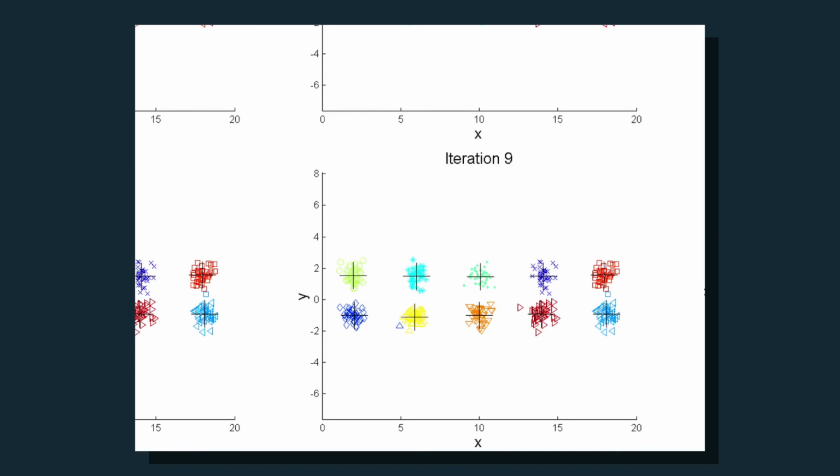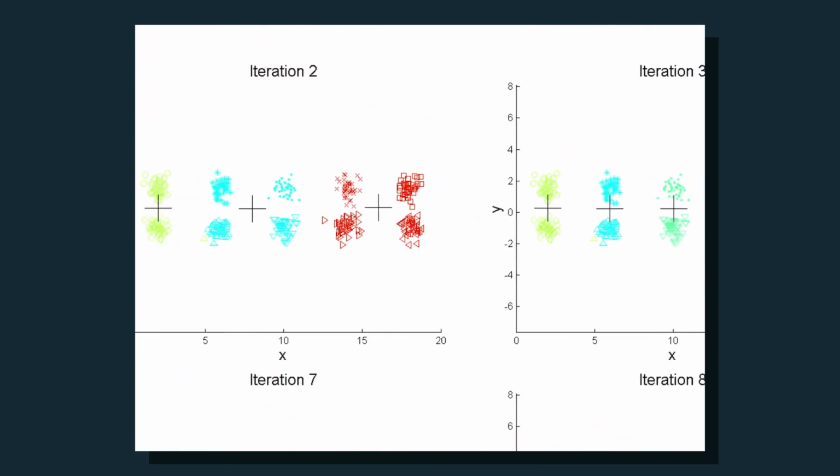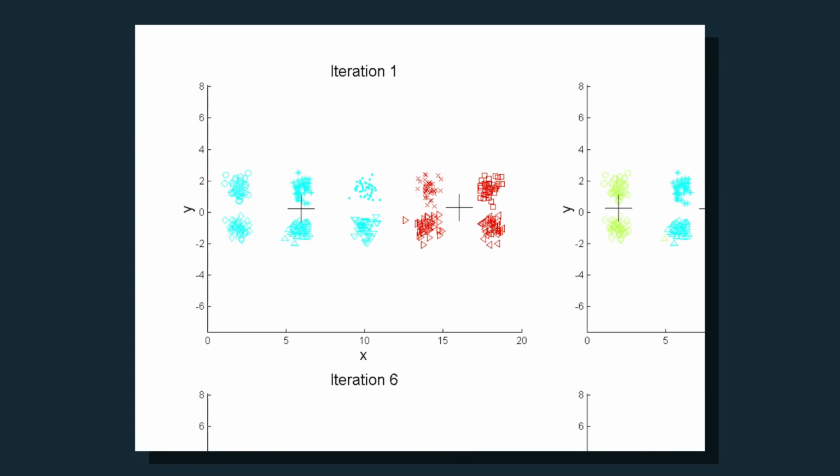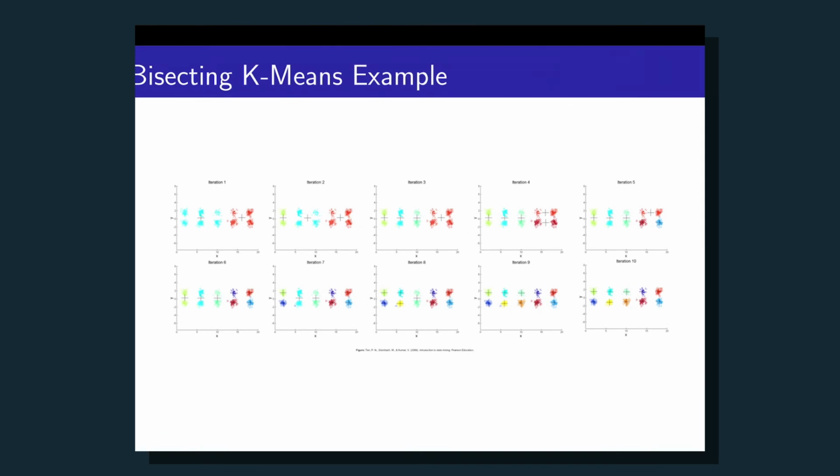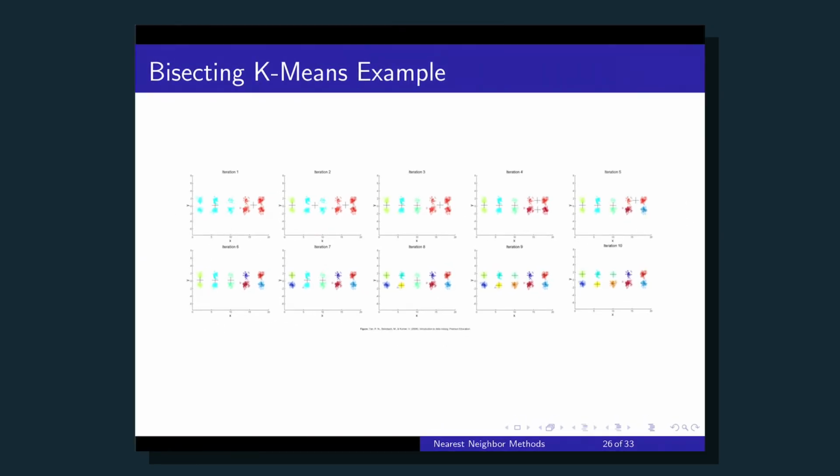instead of doing k-means with k of 10 and trying to figure out where the initial centroids should be, you start with just two centroids and keep doing this by bisecting. And this tends to be less sensitive to the location of initial centroids.